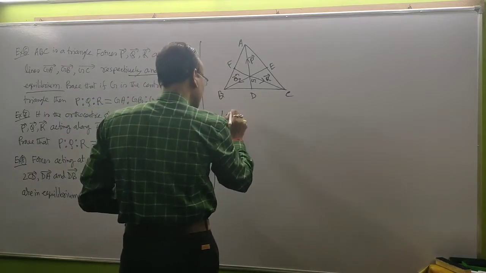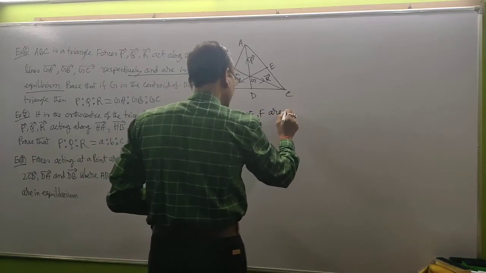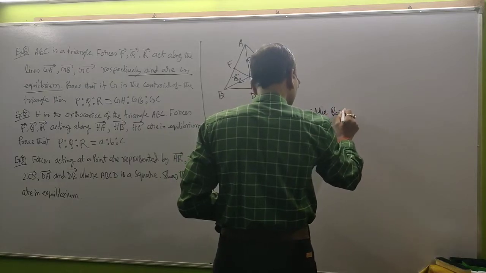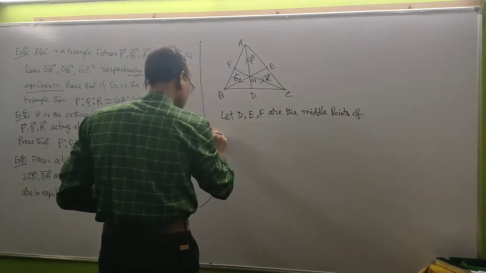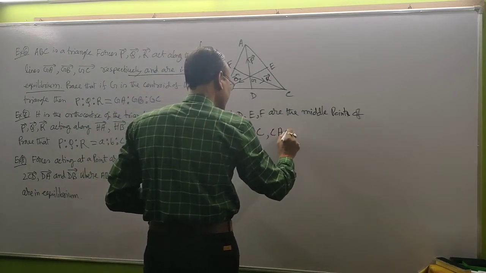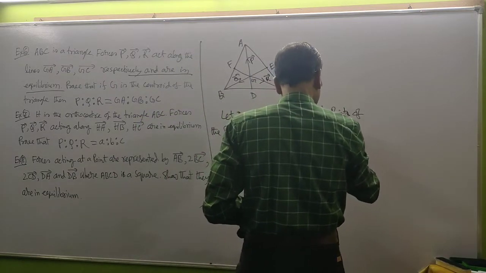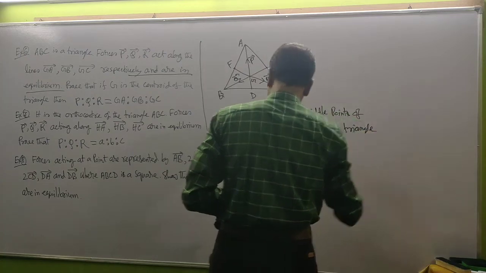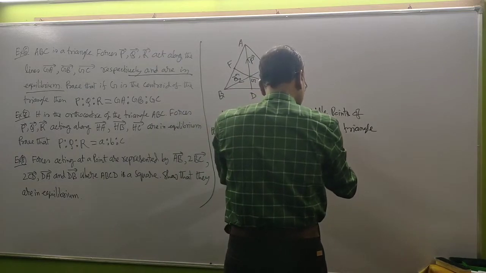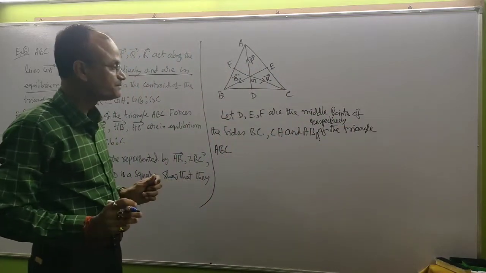Let D, E, F are the midpoints of the sides BC, CA and AB respectively of the triangle ABC. You may write this word respectively.